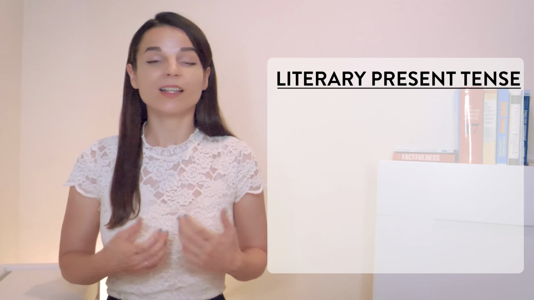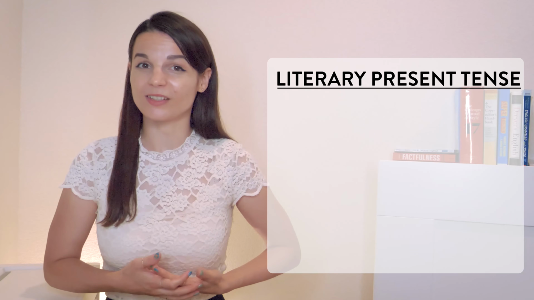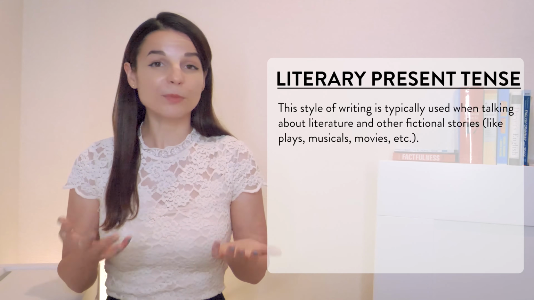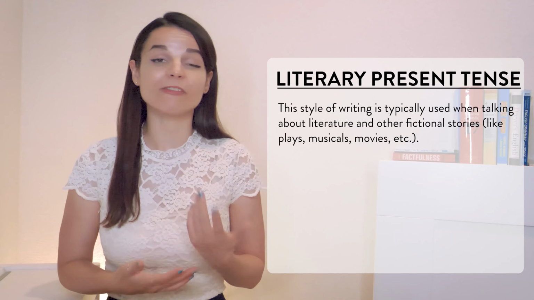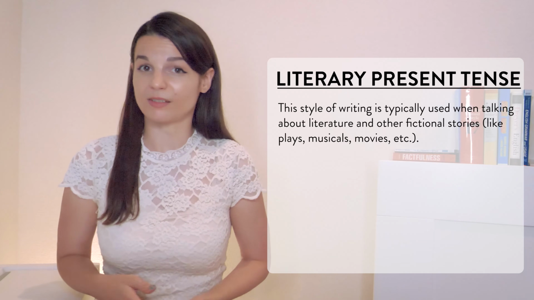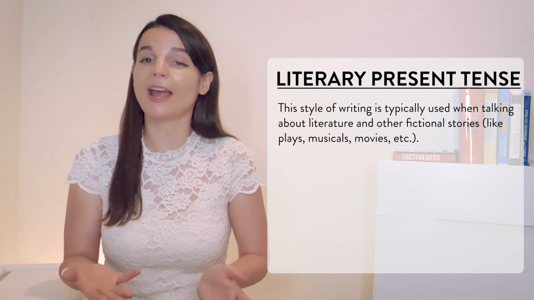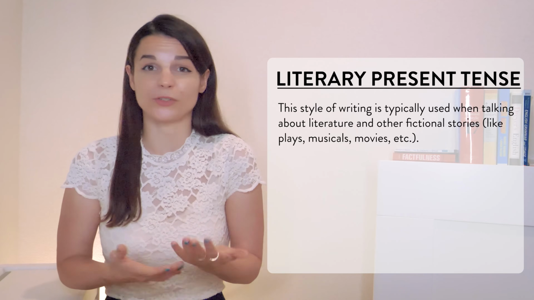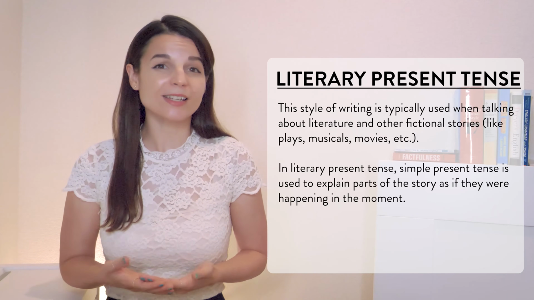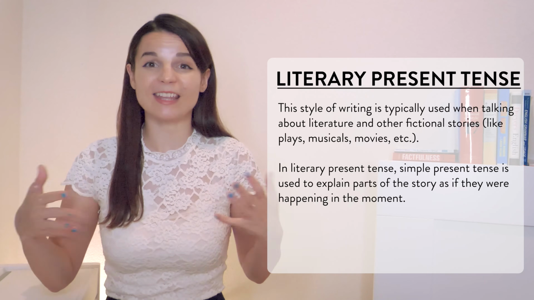There's one other type of writing you'll probably see from time to time. It's called literary present tense. Literary is in the name, so that might give you a big hint about what types of writing it's used in. This style of writing is typically used when talking about literature and fictional stories, but it can also be applied to plays, musicals, movies, and so on. It generally isn't used to talk about actual history, though perhaps it may be used in a retelling of a historical event. In literary present tense, simple present tense is used to explain parts of the story as if they were happening in the moment.